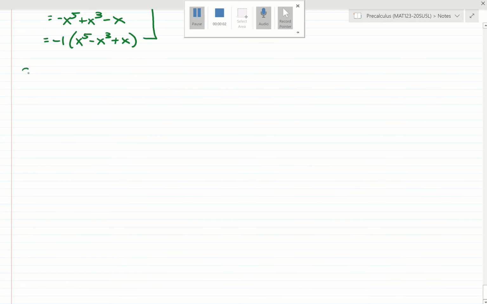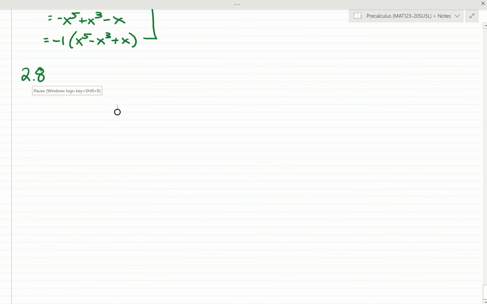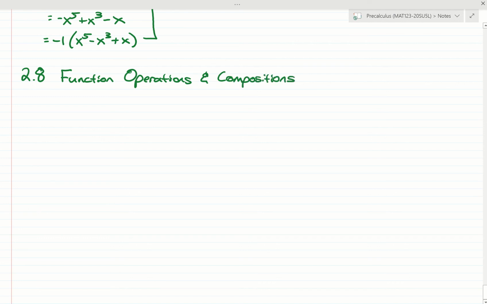In section 2.8, we are going to be talking about function operations and composition. All this means is we're going to be doing a combination of functions. Instead of just looking at one function, we're actually going to be looking at a combination of functions. So let's take a look.